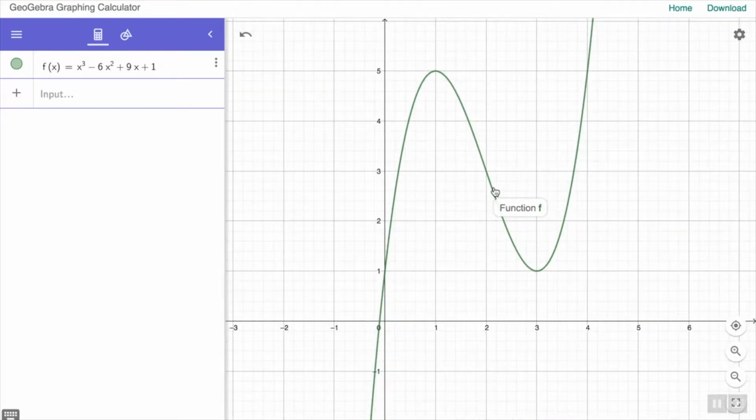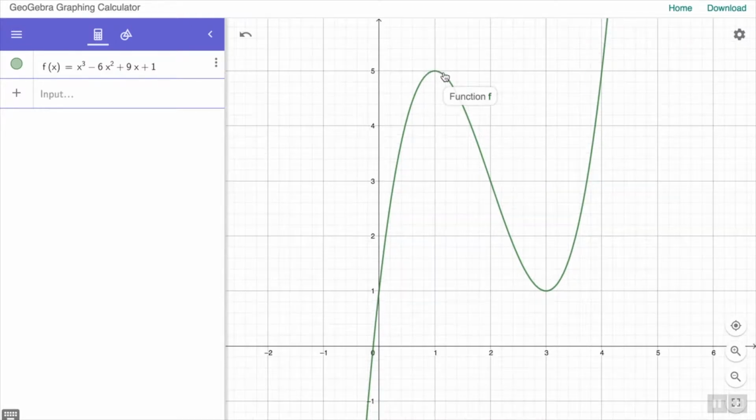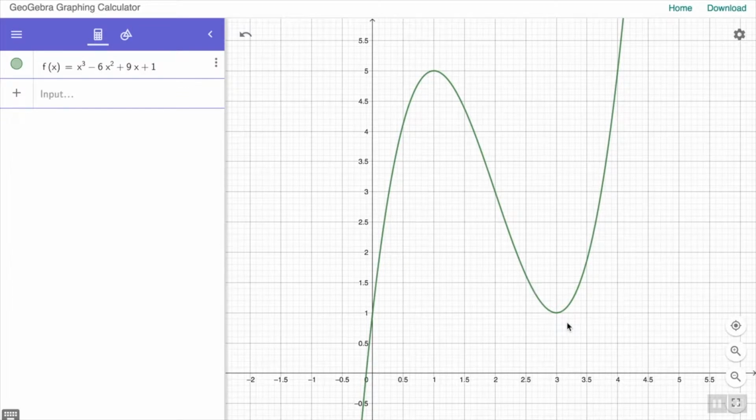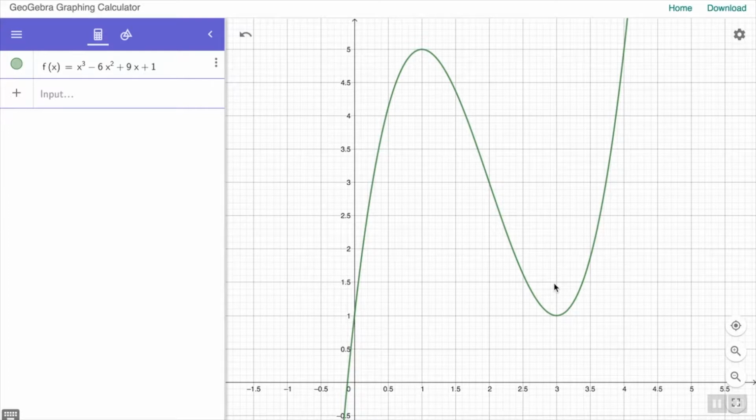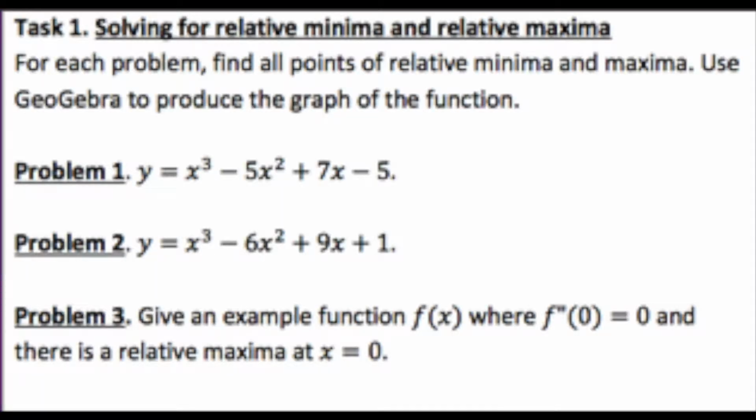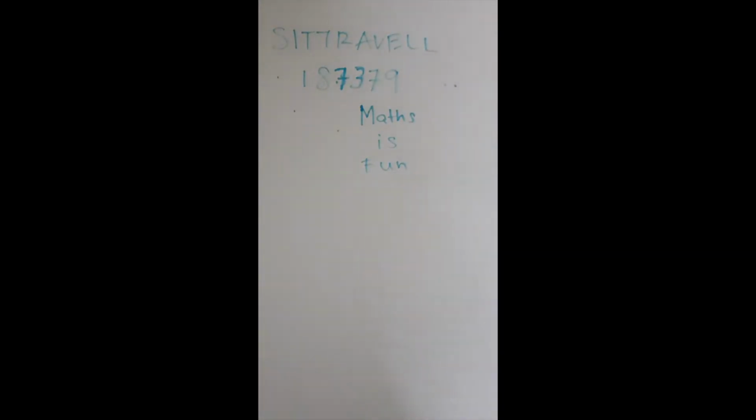From here you can see there's an arch that arches upwards. That's the relative maxima, and then you see another arch which is arching downwards, and that is the relative minima. So those are the points that we want to find from the given equation. So how do we do that? Okay, let's jump straight to the solution.